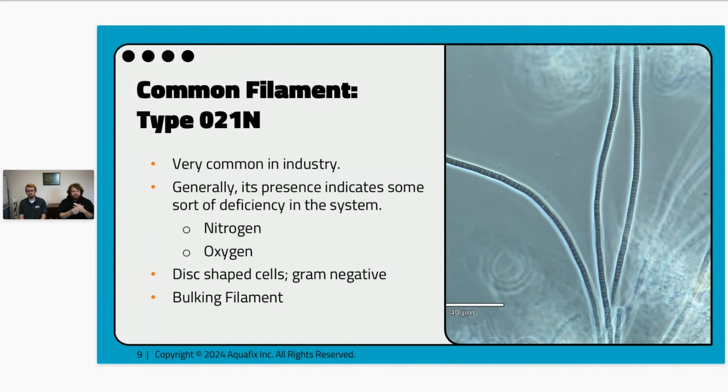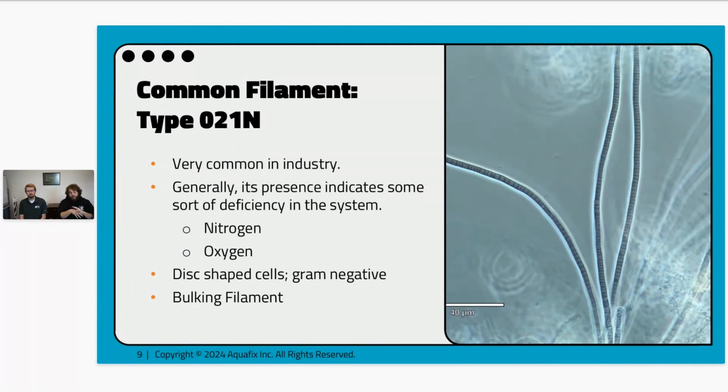It can sometimes be difficult to differentiate between a disc-shaped cell and a square-shaped cell. My recommendation under the microscope would be that your square is going to be pretty square. When you're looking at type 0675, it's going to be a very definitive square. The type 021N is kind of going to look squished. And while it doesn't have a very nice rounded disc sort of shape to it, that squished square is enough to call it disc shaped.